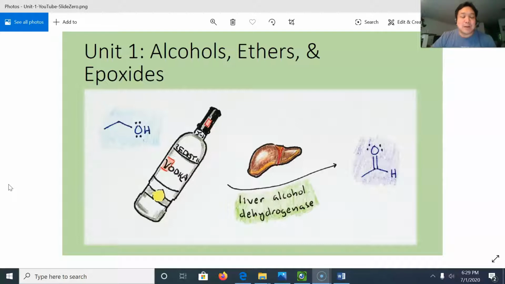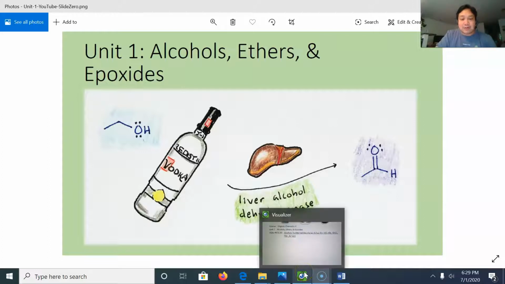I know Organic 1 can be quite shocking, quite a jarring experience, but hopefully you have the right foundation, and then in Organic 2, we're just going to build on that foundation, and at times it's going to seem very easy. We're using the same concepts over and over again in terms of reactions and reaction mechanisms. And for this video, we are going to look at our first reactions in the alcohol chapter.